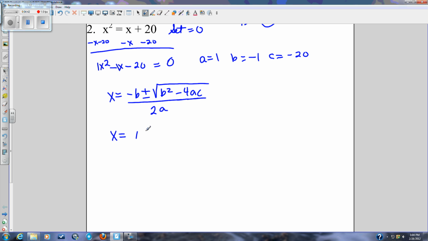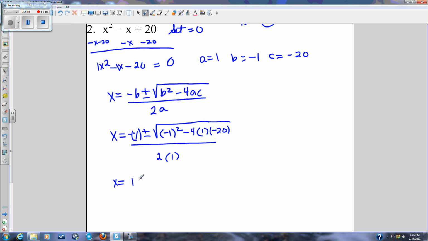So we have 1, well, it's negative 1. I'll do out the steps for you. Plus or minus, we have negative 1 squared. Do put your negatives in parentheses when you plug them in. Negative 4 times 1 times negative 20 all over 2 times 1. Negative negative 1 is positive 1, plus or minus negative 1 squared. Negative 1 times negative 1 is positive 1. Negative 4 times 1 times negative 20 gives you positive 80, all over 2.